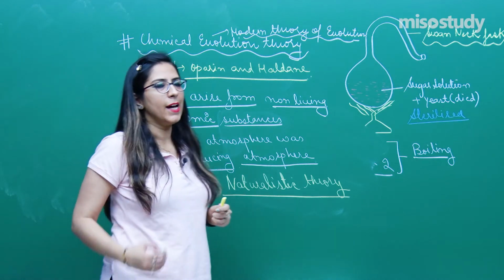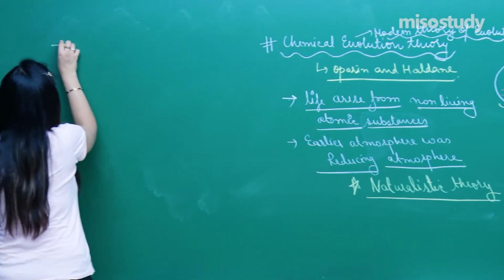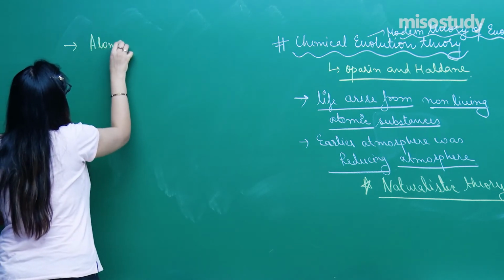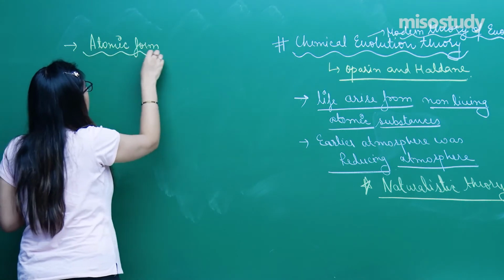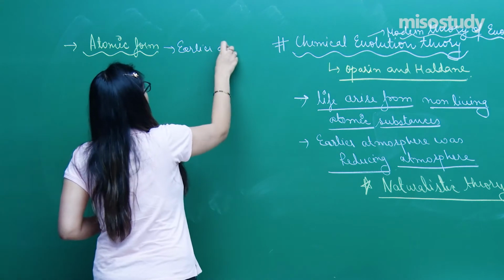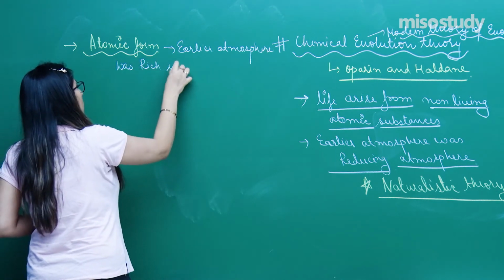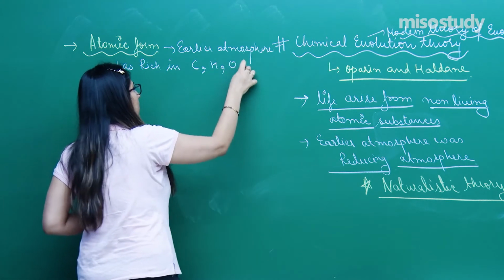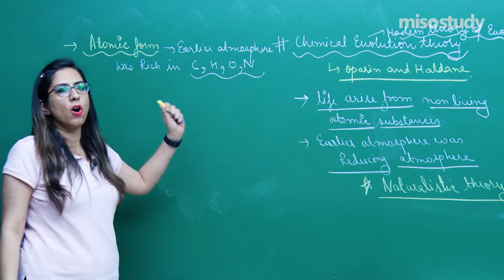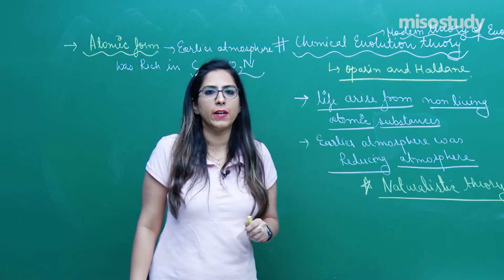So, how did things happen? I'll try to do it step by step so that it is easy for you. First of all, he said that the substances were present in atomic form. What were those substances present in atomic form? They said that the earlier atmosphere was rich in carbon, hydrogen, oxygen, nitrogen. All of these atomic forms were present, not molecular forms. And one more thing, the atmosphere was reducing, and the temperature was very, very high.